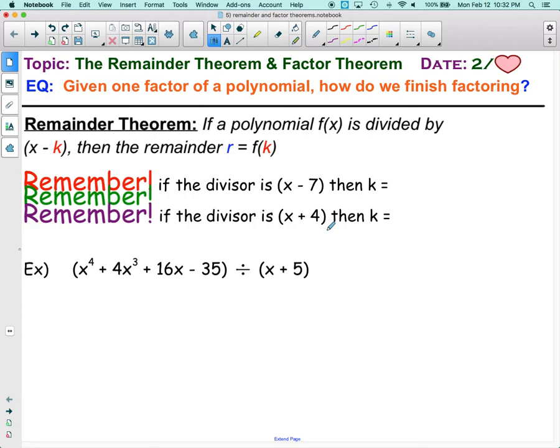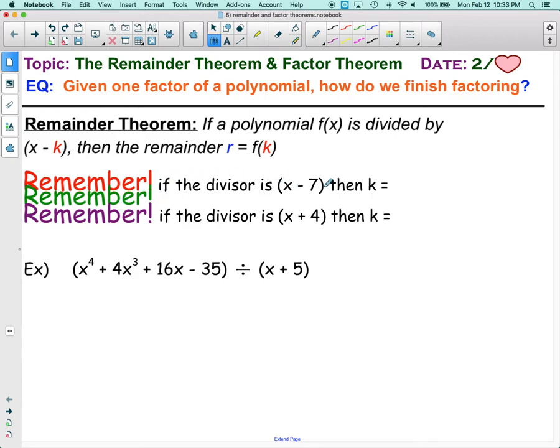So what we're going to start with is the remainder theorem. It says that if a polynomial is divided by x minus k, then the remainder r is equal to f of k. So basically, what we're looking at here is if we want to divide this polynomial by x plus 5, the remainder is equal to what we get if we plugged negative 5 into the function. So it's basically how we learned to do synthetic division, how it was related to synthetic substitution. You'll see what I'm talking about here in a second.